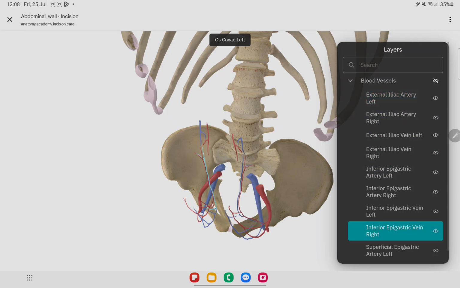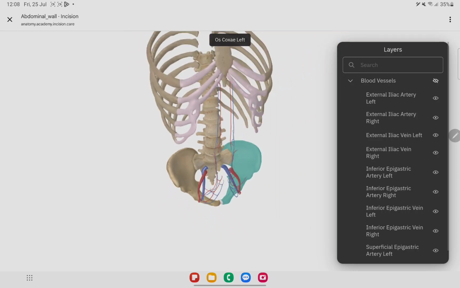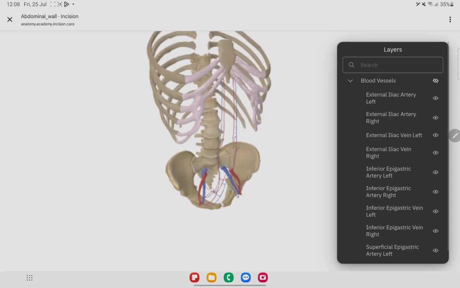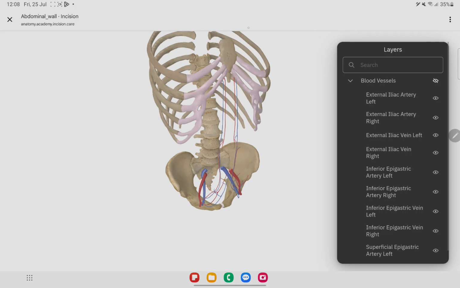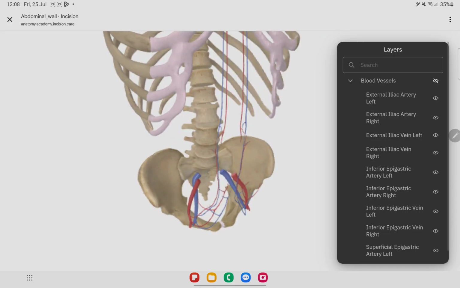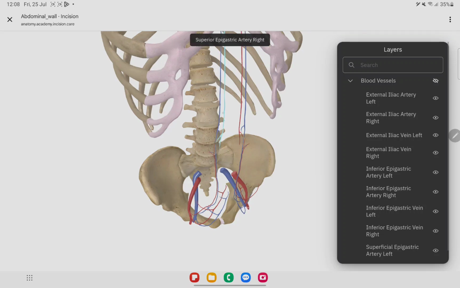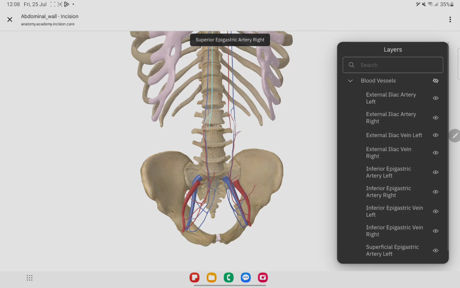Okay, and here above in those areas, if we zoomed in, this is superficial epigastric artery and vein, and this is both in the right side and left side.